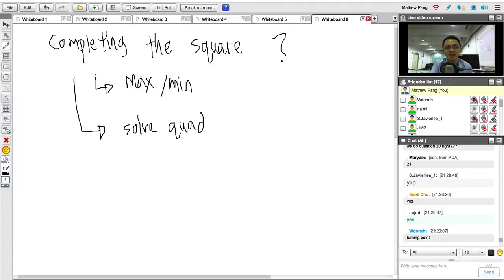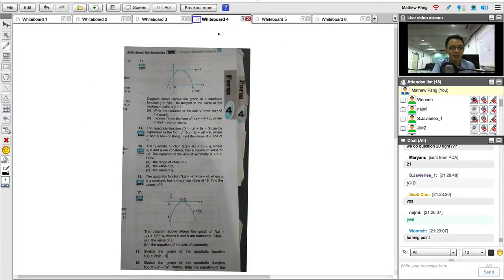But you all take SPM, so I think you're not going to solve quadratics using this so much. If you take the Cambridge level, they will ask you to solve the quadratic using completing the square. But in SPM, you only have one purpose, which is to find the maximum and minimum and sketch the graph. So for this part, I go straight into the question because there is nothing much for me to explain about completing the square. I just need to teach you how to do it.